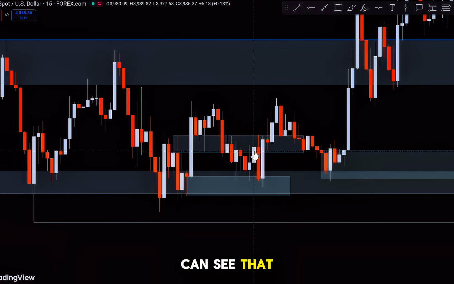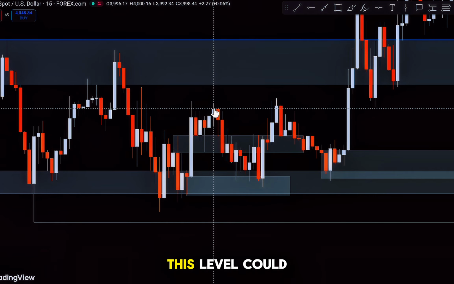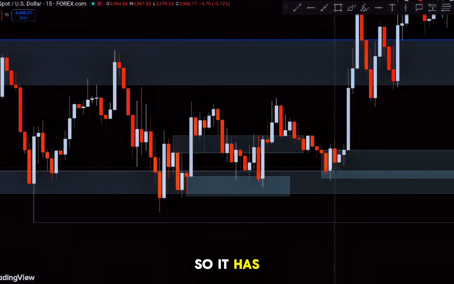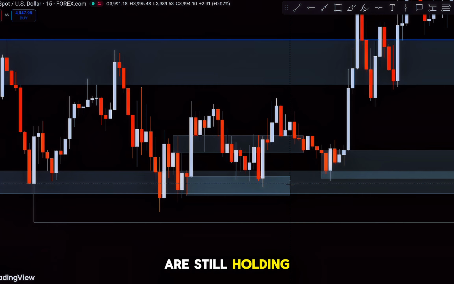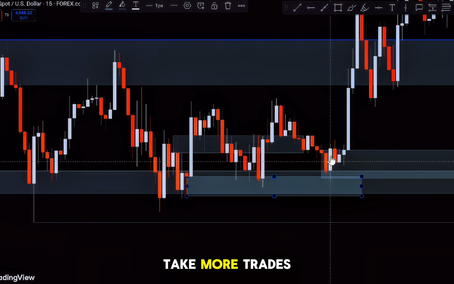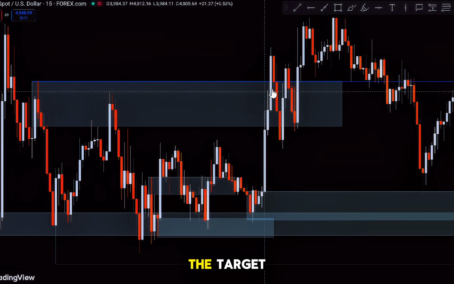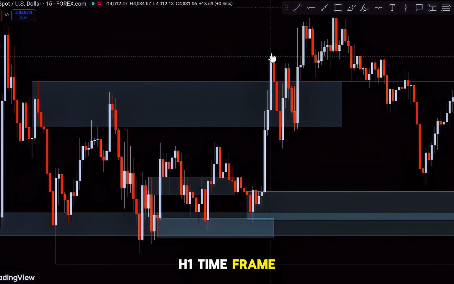After that, we can see that these levels which pushed market to this level again got broken, and this level could not be broken, so it has to push back. And from there, even if we are still holding this trade, it will still be valid. From here you can even take more trades, and you hold it. We get to the target, which should be the H1 time frame, and that is it.